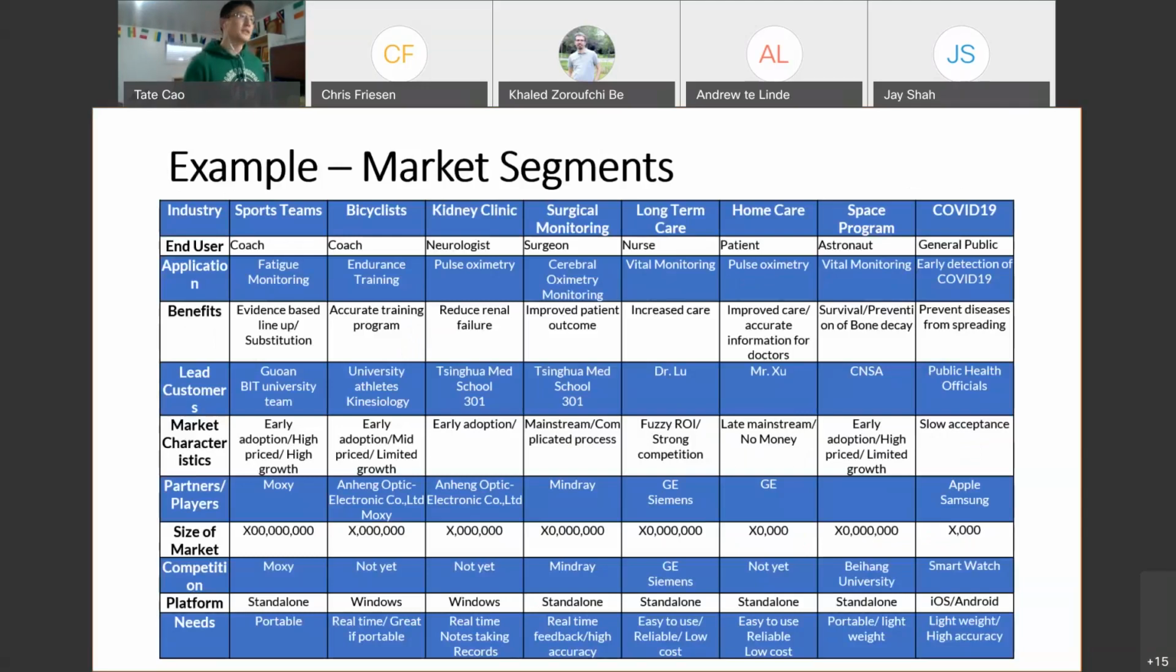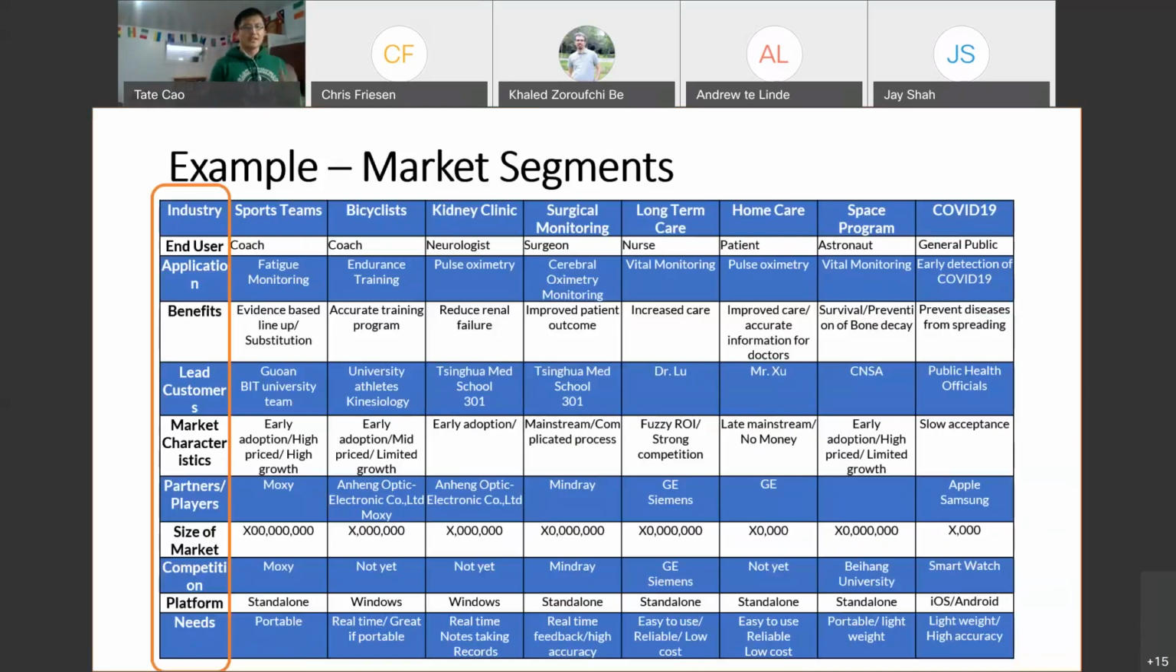So what we did is really look at the industries we want to work in. And then within each industry, we ask ourselves: who are the end users within that industry? What are the applications they use it for? What benefits can our products provide them? And if you don't have a product yet, think about what benefits your technology, or solving that problem, can provide to them.